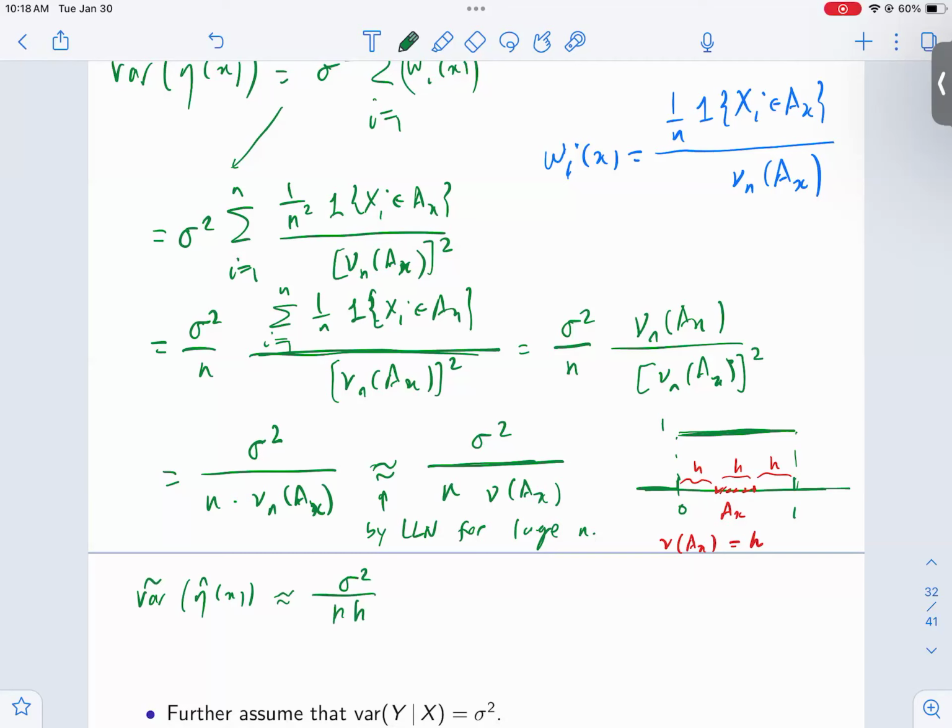You can see the bandwidth here. The larger it is, the smaller the variance. You're averaging over more things, so it goes down like 1 over h. If h goes to 0, then it just blows up. The variance is better if I let h be bigger. I'm going to aggregate over more, and you can easily see this is going to be going down.